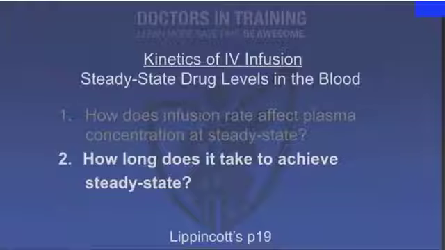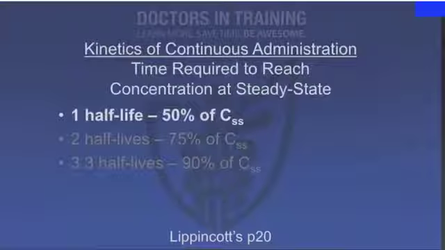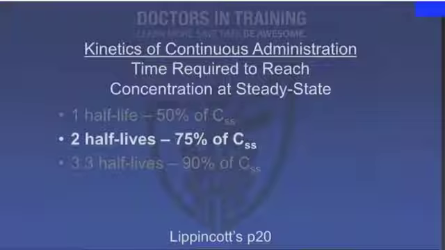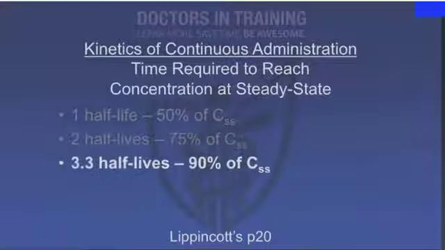The other question that we're going to ask is, how long does it take to achieve steady state? At 1 half-life, you're going to be at half of the steady state concentration, which is half CSS. At 2 half-lives, you'll be at 75% of the steady state concentration. At 3.3 half-lives, which you see there, you're going to be at about 90% of the steady state concentration.